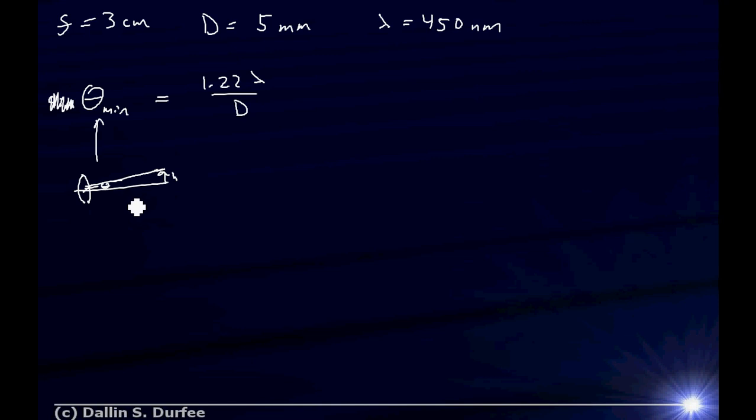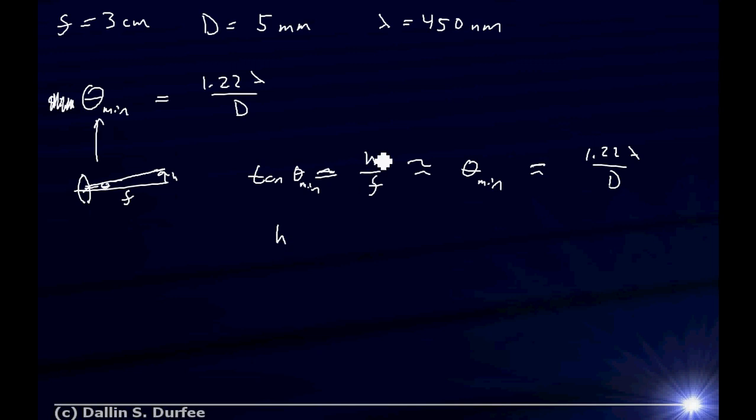But remember, for a microscope, we're going to put our object about 1 focal length away from the lens because we're trying to make a real image far, far away from the lens. All right? So tangent of theta is going to be equal to h over f. But we're going to use the small angle approximation again and say that's about equal to theta. All right? So this is theta min, right? So this is about equal to 1.22 lambda over d. All right, and so that means the smallest thing I can see, h, is just going to be, multiply the f over here, f times 1.22 lambda over d.